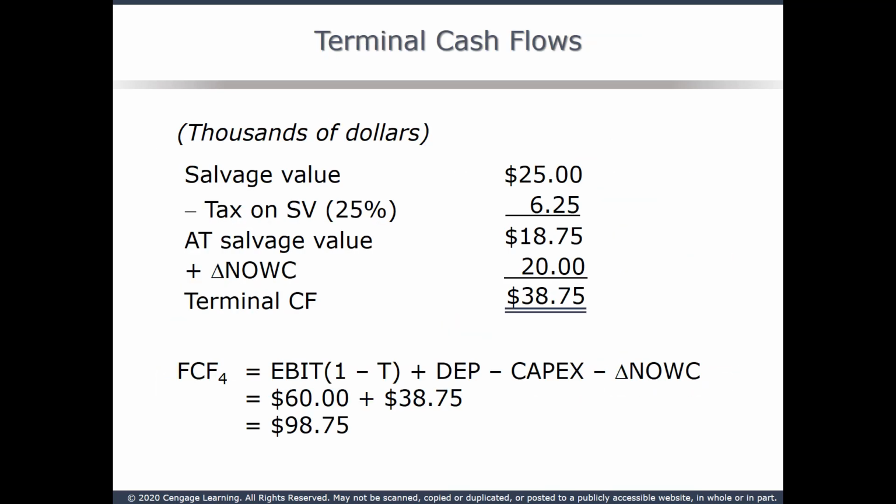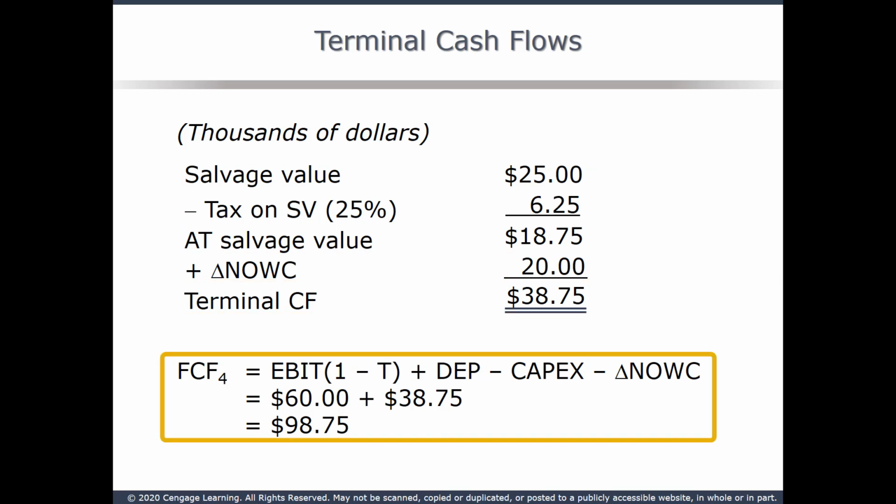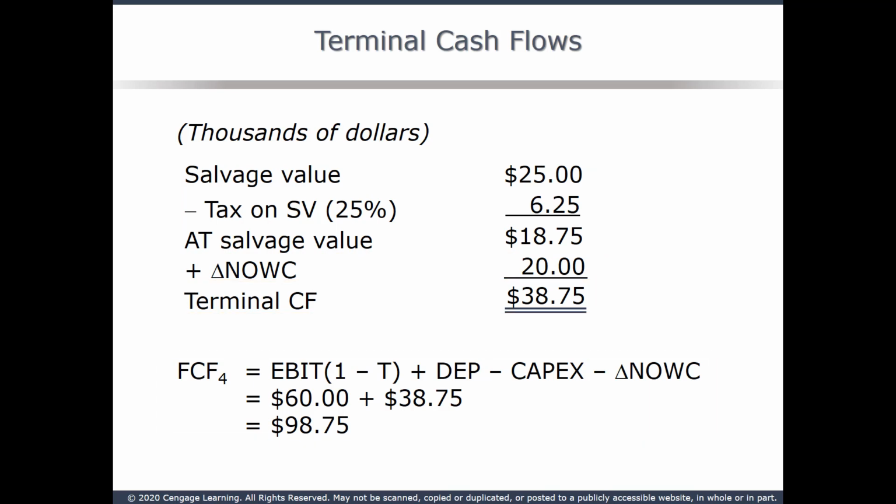Let's look at terminal cash flows. We recover all of the investment in net working capital in the final year of a project, so the $20,000 is an inflow in year 4. We were told that the equipment would be worth $25,000 at the end of the project. Since it was depreciated to zero book value, the entire $25,000 is a taxable gain at 25%, $6,250 tax. Net salvage value, $25,000 minus $6,250 is $18,750. Total terminal cash flow, $38,750. This will be added to the operating cash flow.